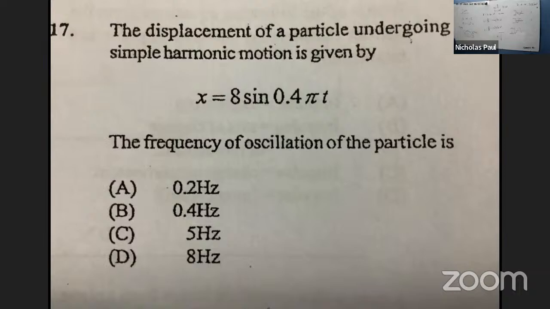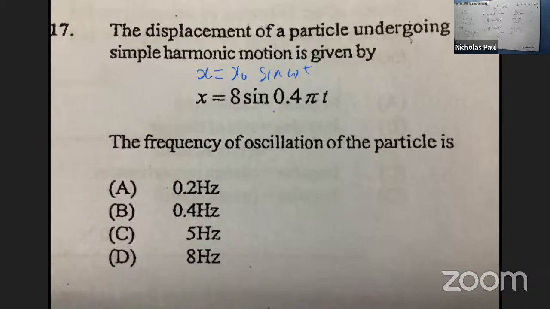What is it? What's the general formula there for simple harmonic motion? X is equal to what? Would it be cos? Sine omega t. That's okay? What are they asking you for? Frequency. So from the formula, what can we read off?